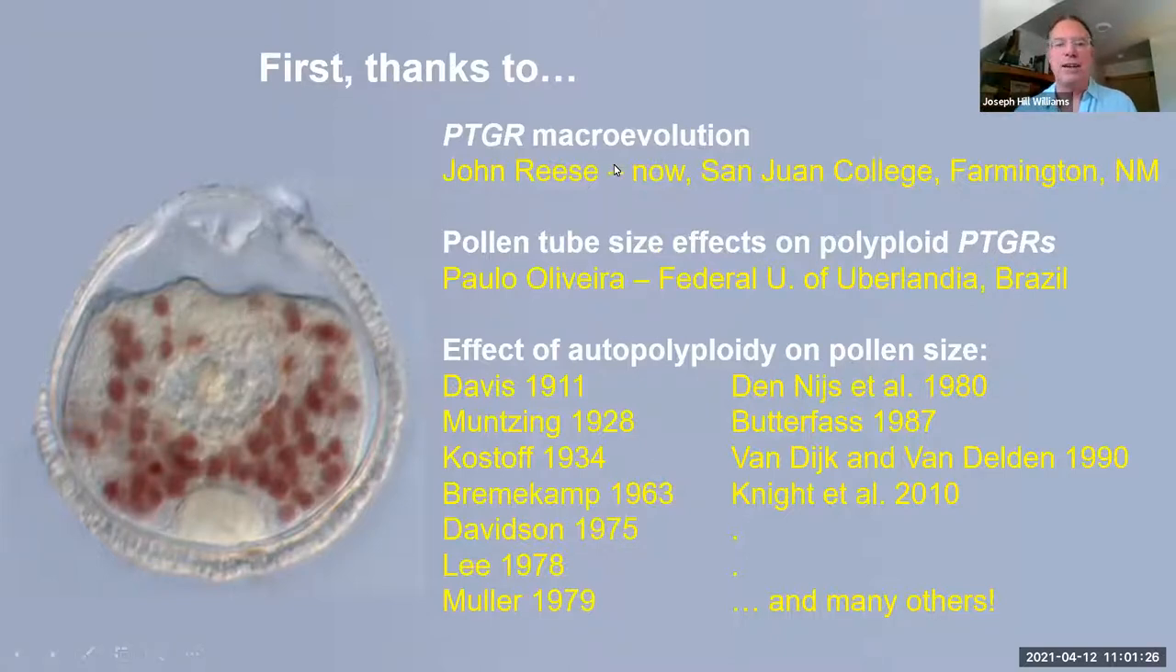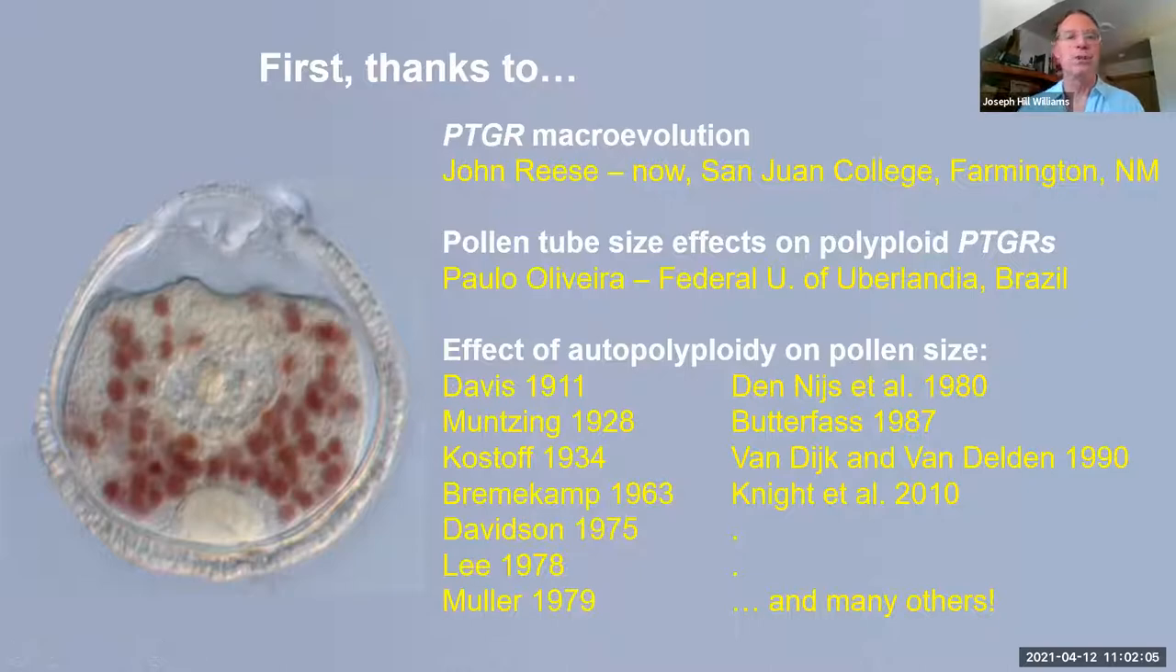First of all, I wanted to thank people. John Reese has recently graduated and he worked on pollen tube growth rate evolution. He's in your neighborhood now, for those of you in Arizona, up at San Juan College. And then I had a great collaboration with Paolo Oliveira when he did a sabbatical in my lab a few years back. And we worked on pollen tube size effects on polyploids. And then I'm going to talk at the end about some work I've done in quarantine. So I thought I'd thank all the people who really thought about this more deeply than I have over the last century. So I don't really have any collaborators on that.